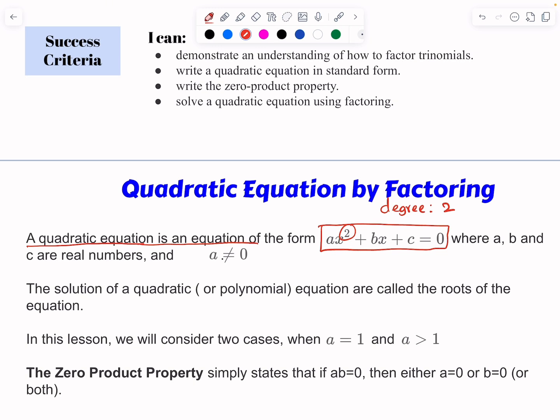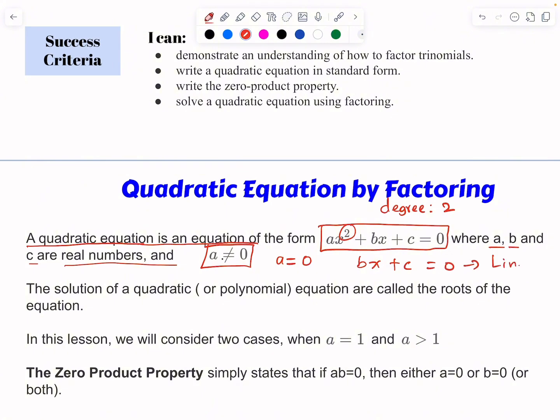In this case, a, b, and c are all real numbers, and your a should not be equal to 0. Now let me ask you a question. If a is equal to 0, what kind of equation are we going to get? If a is equal to 0, then this a term is 0, and we have bx plus c is equal to 0. What kind of equation is this one?